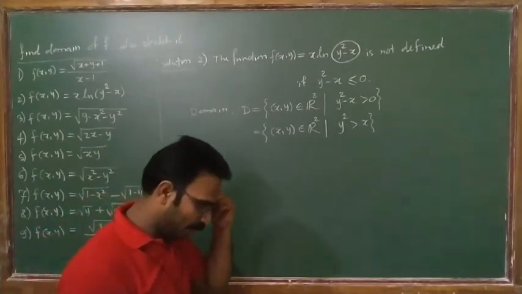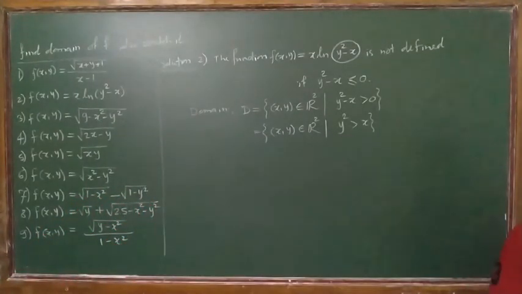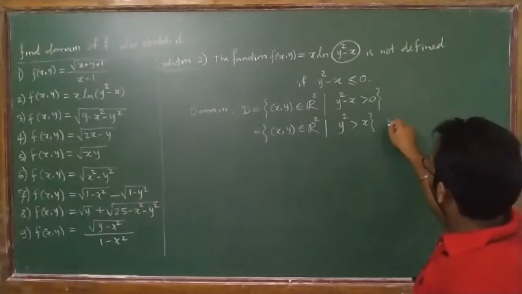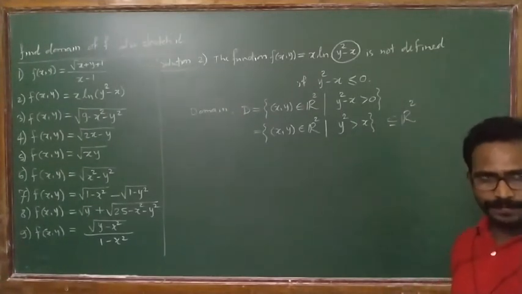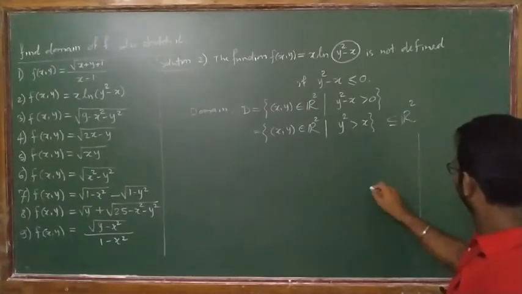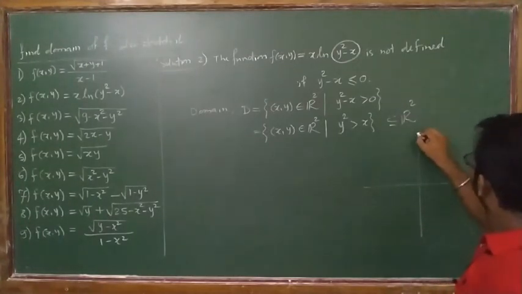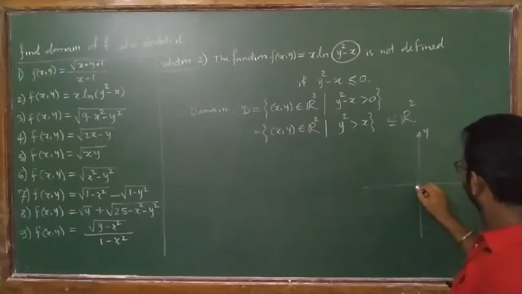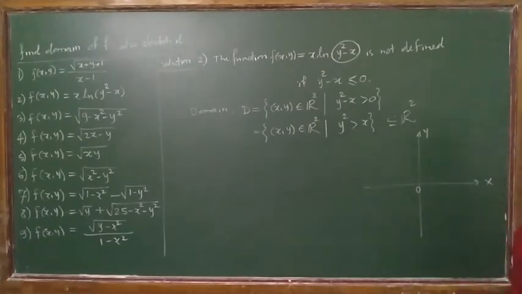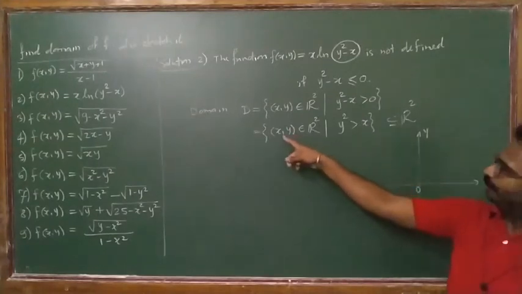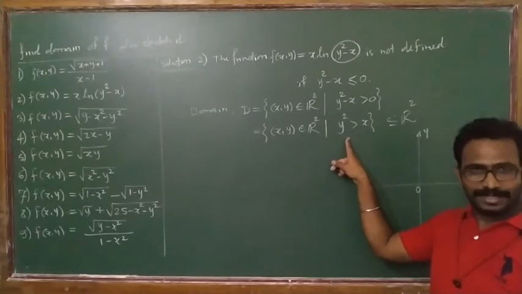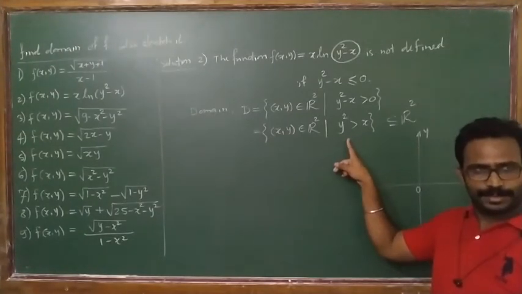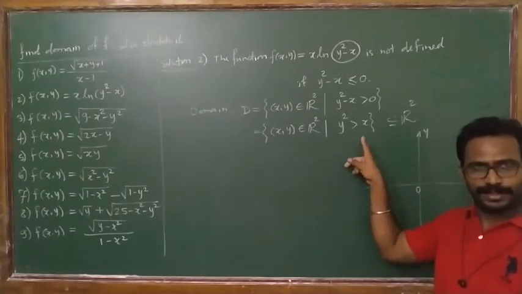So try to sketch this domain. D is a subset of R2. Okay. So it is the collection of elements of R2, ordered pairs from R2, for which y square is greater than x. The square of the second coordinate should be greater than x, the first coordinate.